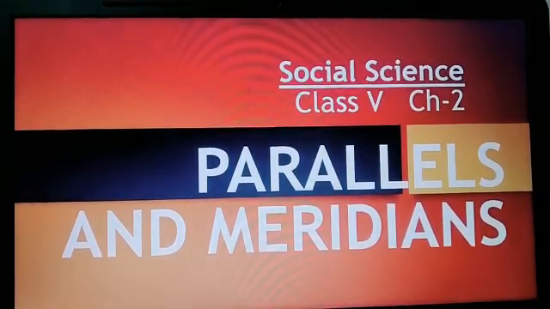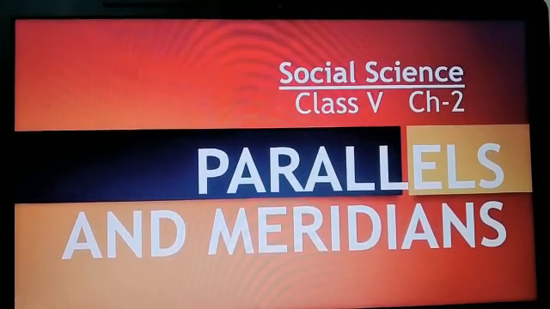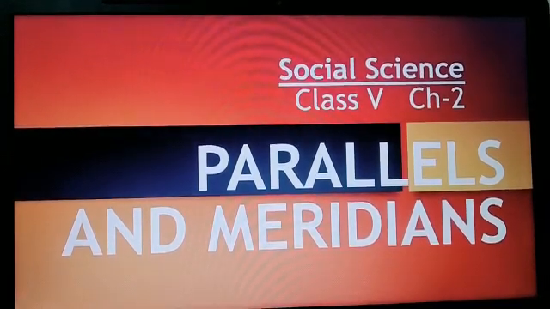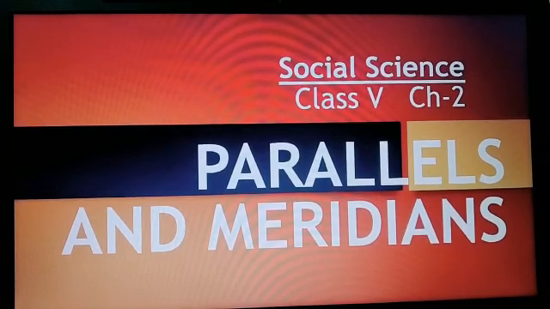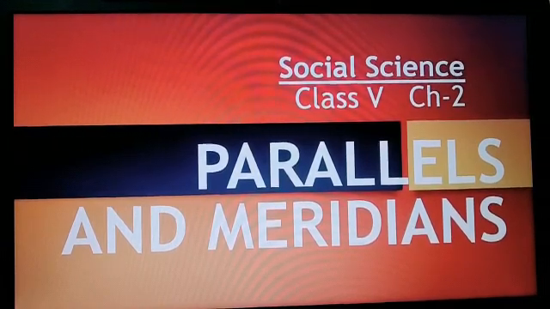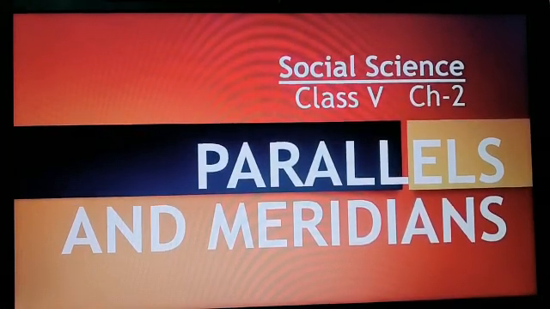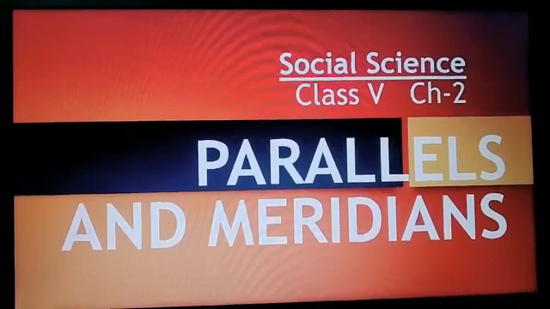Do you know, children, what are these parallels and meridians? You have read in the first chapter that the earth is spherical in shape. Now in this chapter we will learn how to locate a place on earth. To find the location of places on the earth, we need certain imaginary lines as reference. These lines are called parallels and meridians.